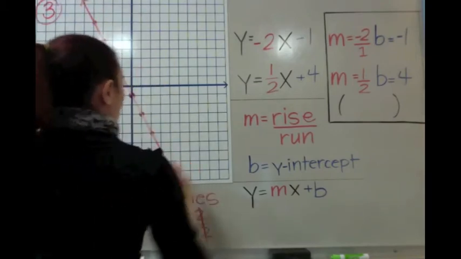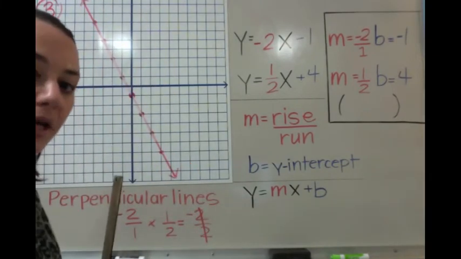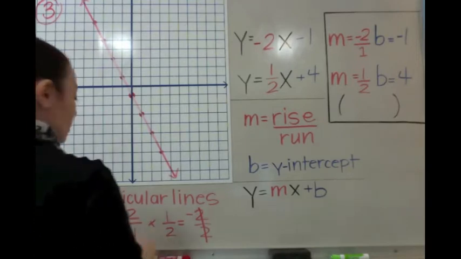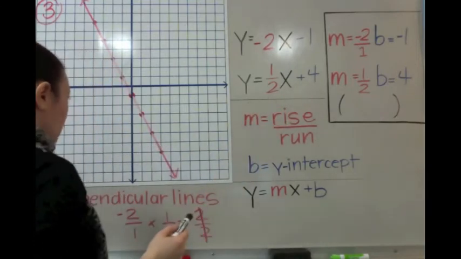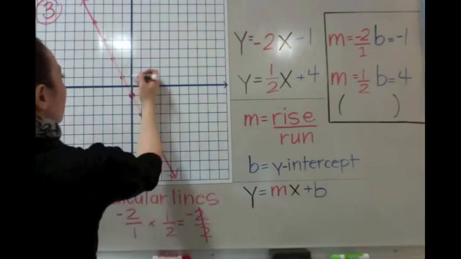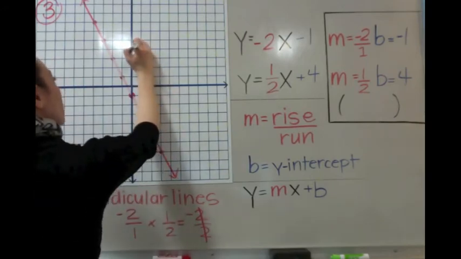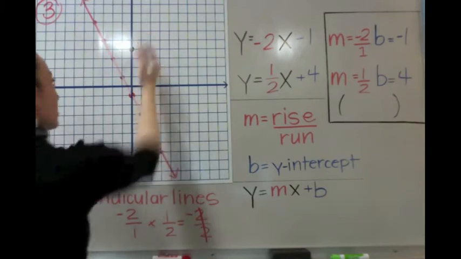Okay, let's go with the second line. So let's start at where? Positive 4, 1, 2, 3, 4. From that point now, let's go.